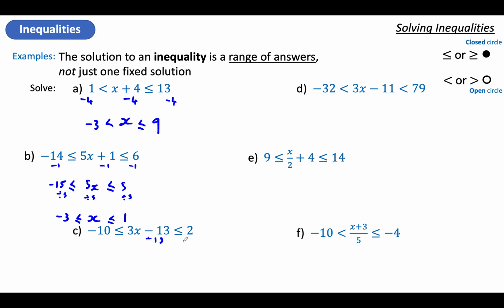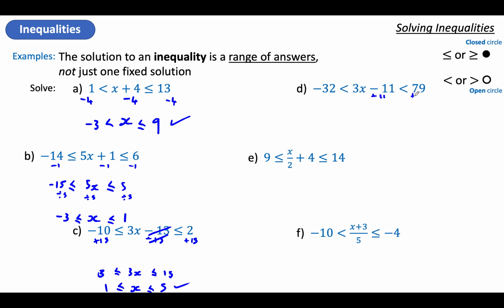Let's add 13 to both sides. So this will turn into positive 3. So that's 3x. And on this side, 2 plus 13 is 15. And where are we? Let's divide by 3. I haven't got space to write that in. Is 5 and 1. X is bigger than or equal to 1, less than or equal to 5. Don't forget to mark.